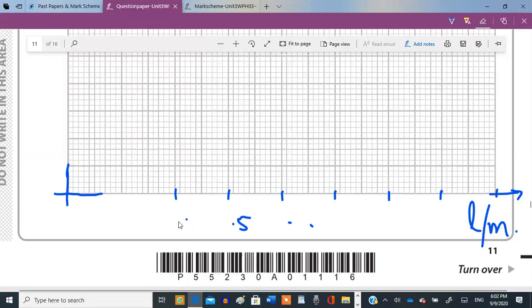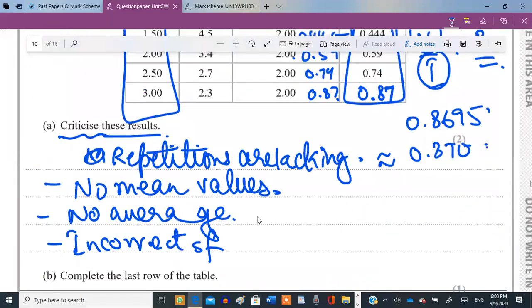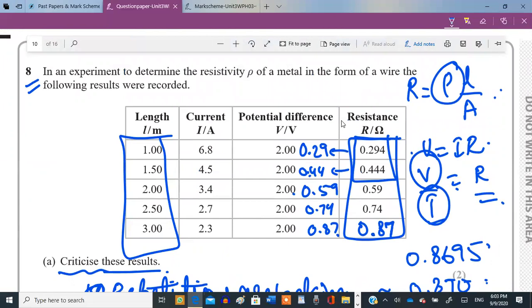So I know what to use. Instead of taking 1, this is 1.0. Then this is going to be 1.5, and then this is going to be 2.0, 2.5, then 3.0. Exactly. We covered the entire graph. Is this scale clear? Yeah. Okay, starting from 1 going all the way to 3. So the x-axis has been covered.